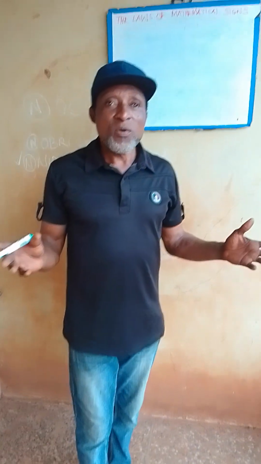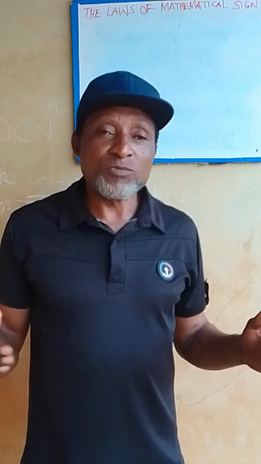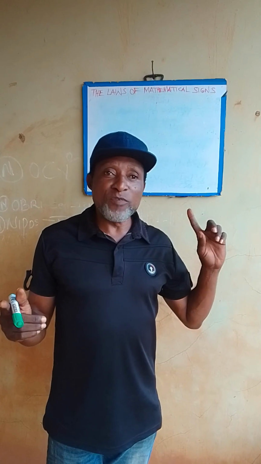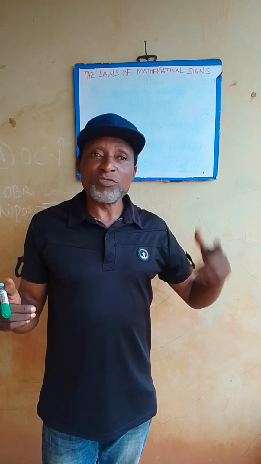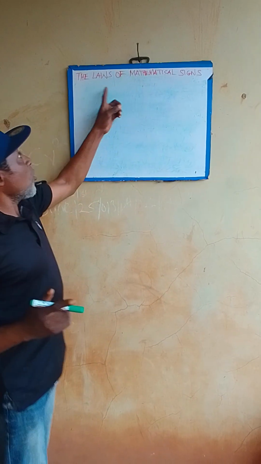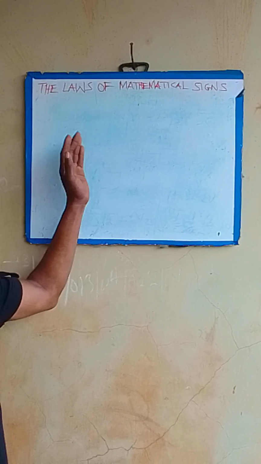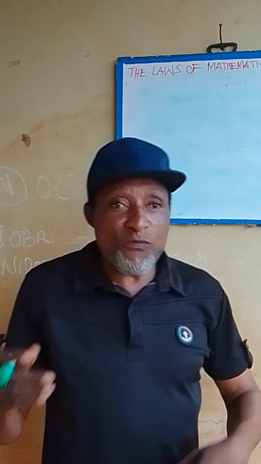Guys, we are going to meet again, like I told us in the last lesson, that when we meet again we are going to look at law 4. We go to the previous lesson, you see that we have dealt with law 1, law 2, law 3 of the laws of mathematical sign. So we are going to look at law 4. Law 4 is what we are going to look at today, and law 5.